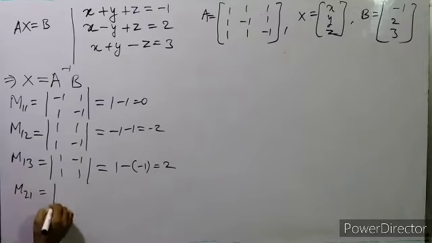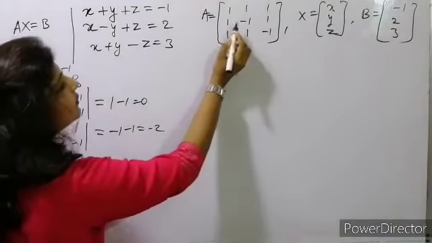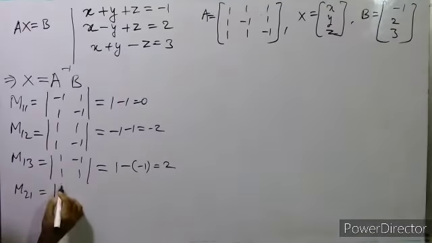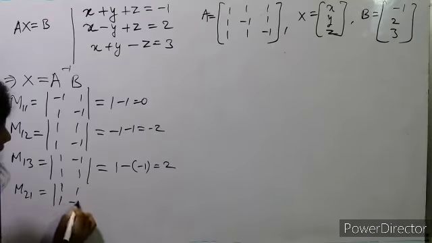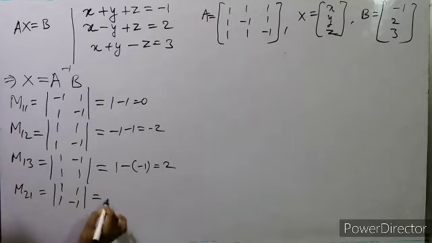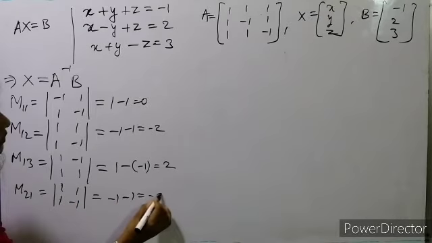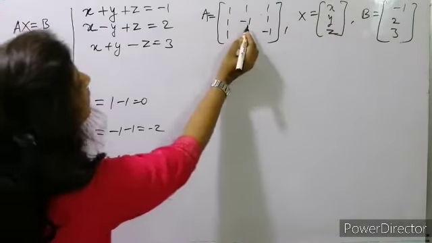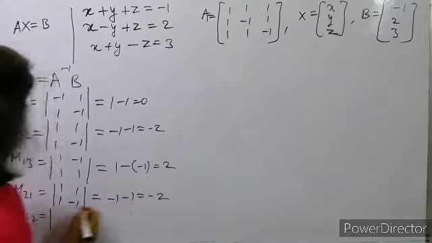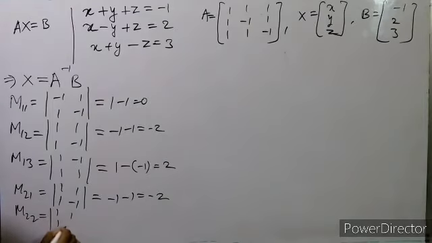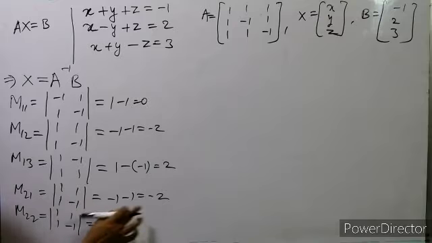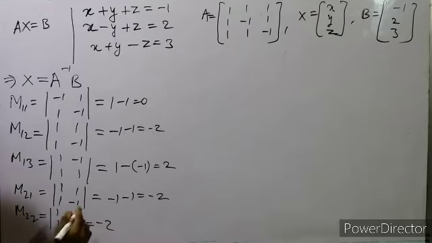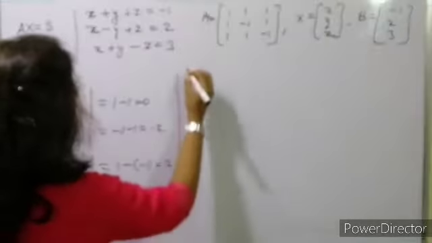M21, for this one: [[1, 1], [1, -1]]. Minus 1, minus 1, minus 2. Okay. M22, the middle one: [[1, 1], [1, -1]]. It's the same value. For [[1, 1], [1, -1]] we got minus 2, so we'll write minus 2 directly. Okay. Now next one.